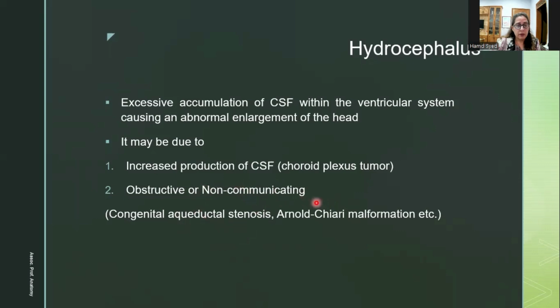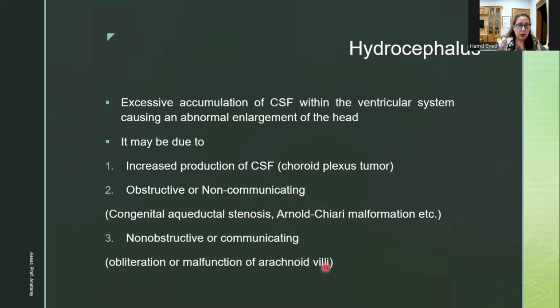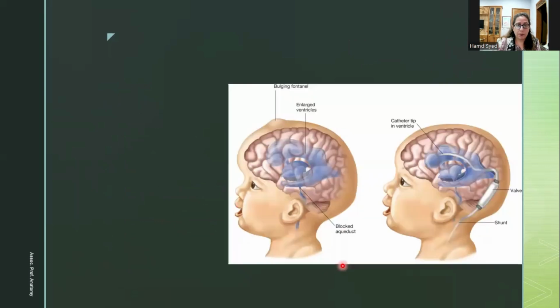There might be different causes of this type of hydrocephalus. One of those causes might be congenital aqueductal stenosis, that is the narrowing of the aqueduct of Sylvius, or Arnold-Chiari malformation. Then the third cause might be a non-obstructive cause, which is the communicating hydrocephalus. This can occur due to the malfunction of the arachnoid villi, so the drainage of CSF is not adequate.